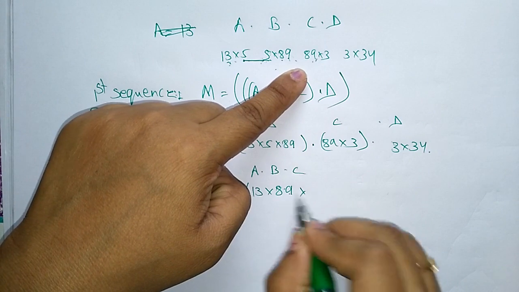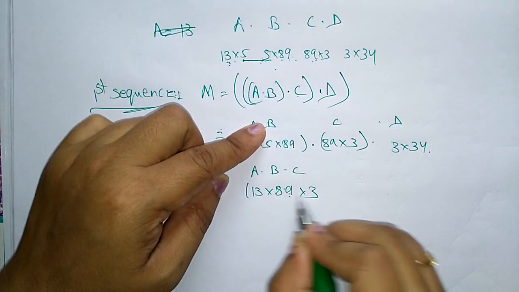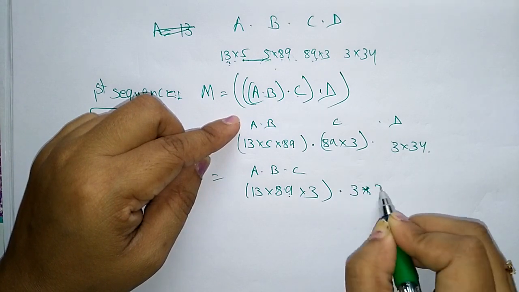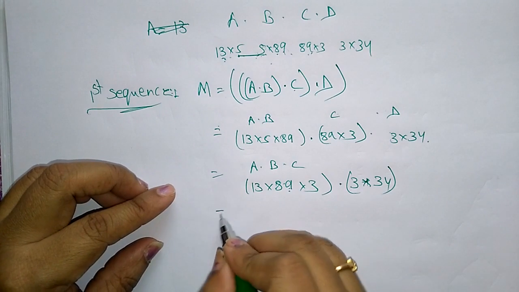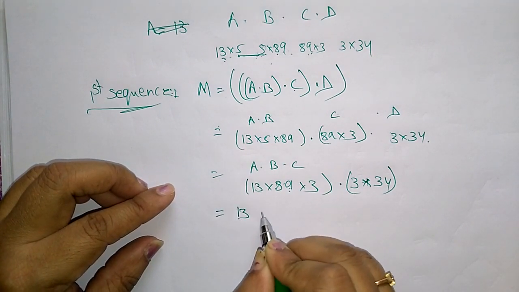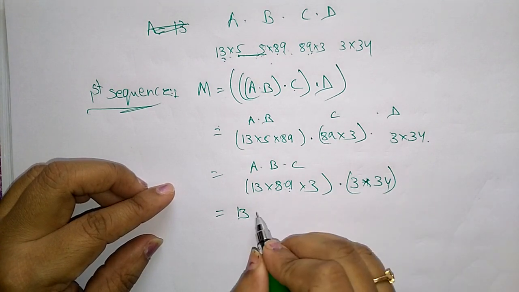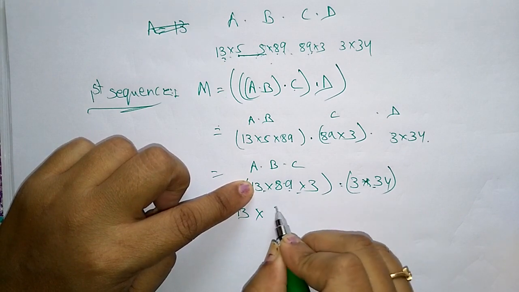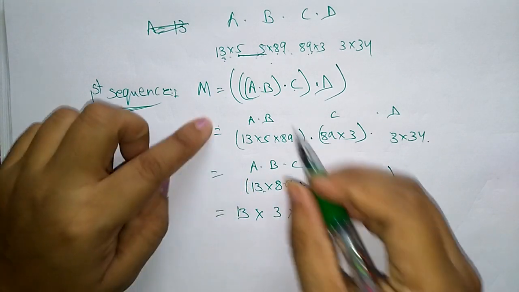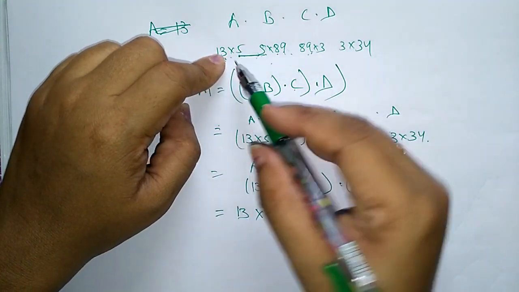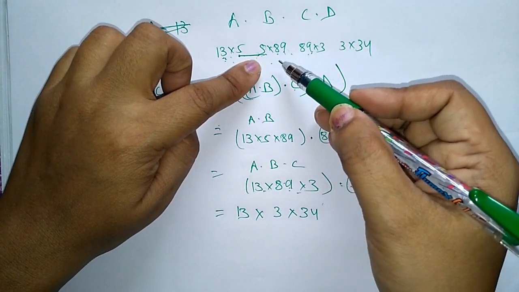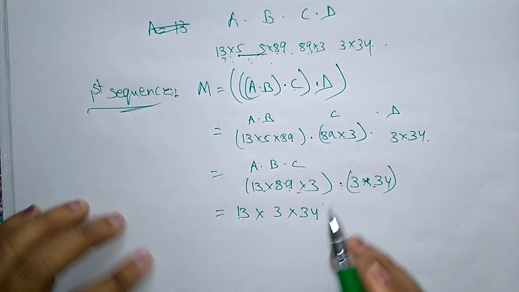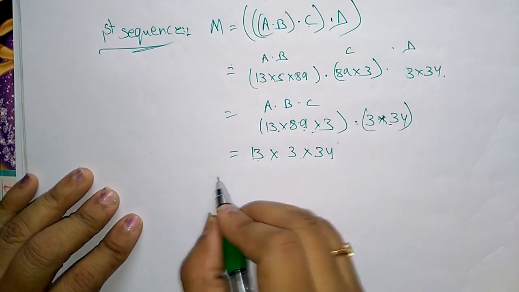So this result will be multiplied with C. That is 89 is already there. 13 by 89 into 3. Dot D is 3 by 3 into 34. So finally is 13. So from this, if you multiply these two, you will get 13, 3, 34. Okay. So whenever you have taken 13 by 89 into 3 into 34, you have to just take 13, 3, 34 sides.